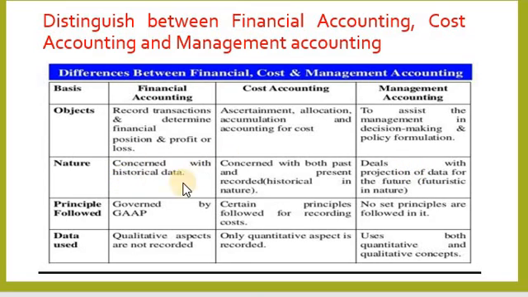Here, the nature of financial accounting is concerned with historical data. The cost accounting nature is concerned with both past and present data. Based on this, that means the financial accounting information data and the cost accounting information data, it will project the data for the future. That is the key.